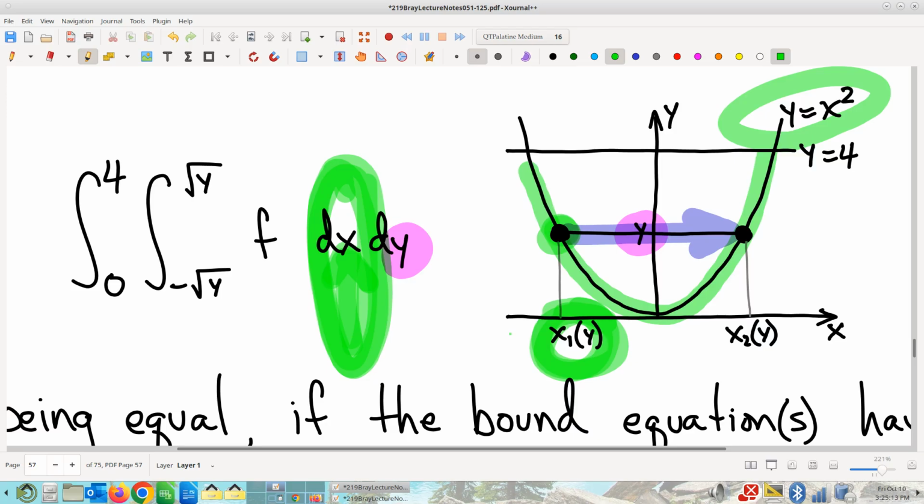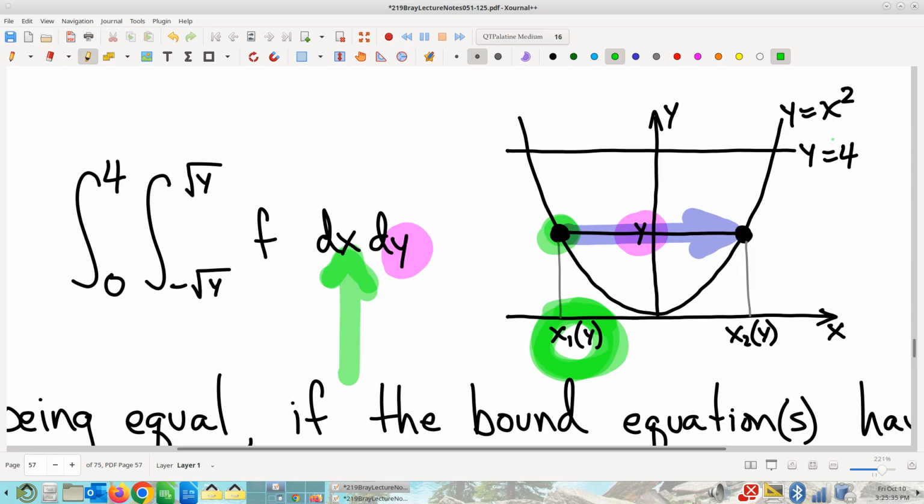Does everybody see that? Is everybody comfortable with that? First of all, x squared wouldn't even make any sense. A bound on x can't be a function of x. It just doesn't make any sense. Okay, all right. So we solve for x.